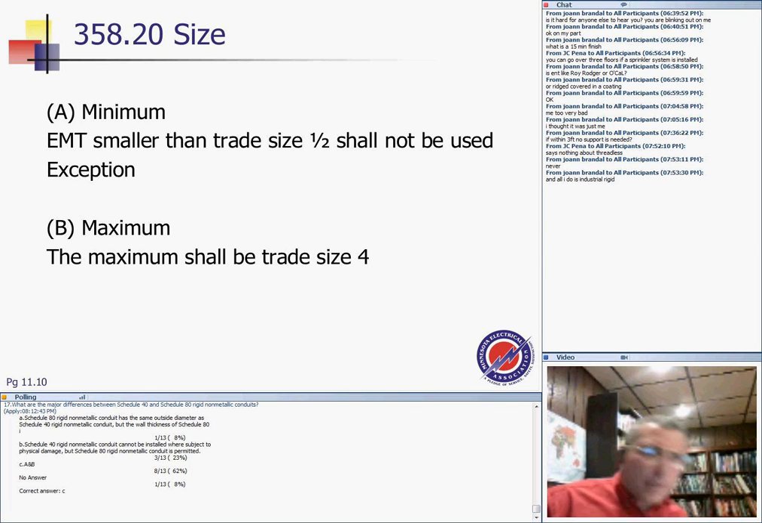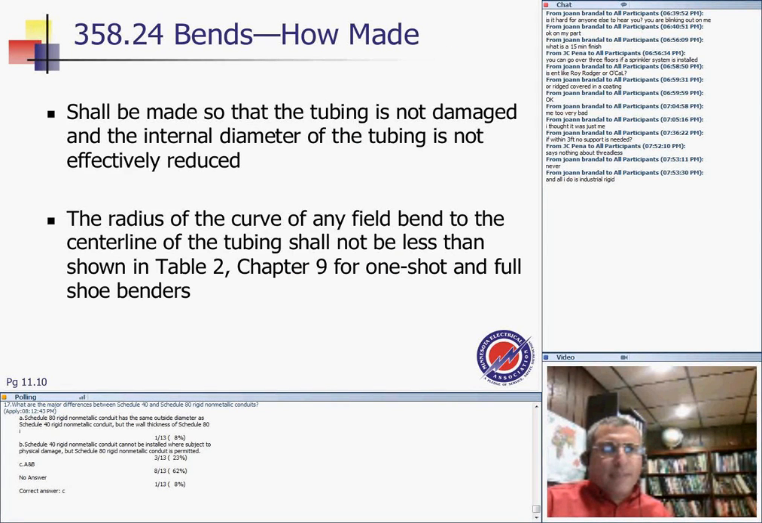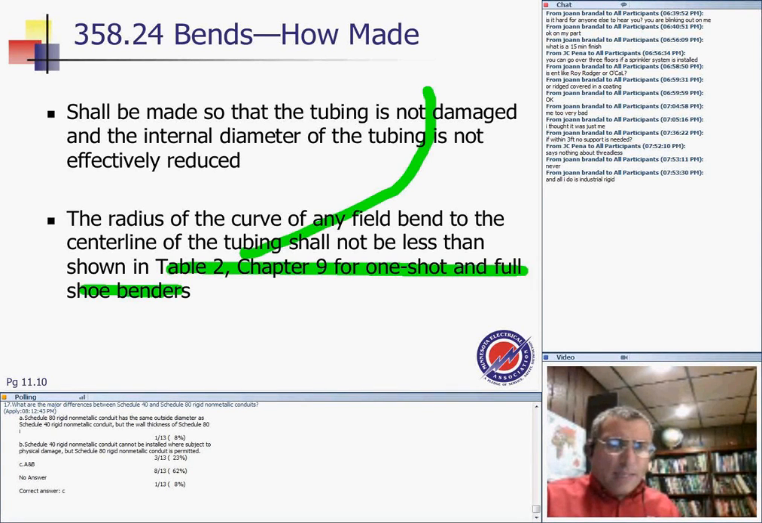Basically, your conduit of choice. Here is the drawback, only 4 inches in eternity, but still a drawback. Conductor sizing and cable sizing, guys, directly from Table 9, as we did. You don't want to bend it. You're going to bend it based on one shot or full shoe, directly from the minimum radius for bending that conduit, directly from the table in Chapter 9.